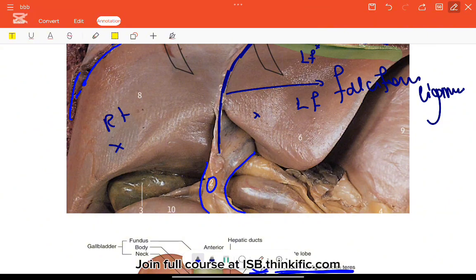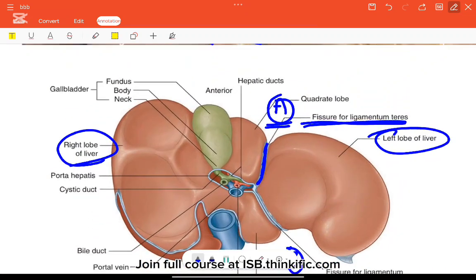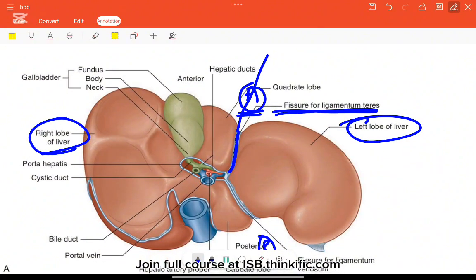It passes superior and to the right from the umbilicus and attaches to the liver at this point, at the base of the falciform ligament, right? That's the falciform ligament. At the base, there's the ligamentum teres, or simply called the round ligament of the liver. It continues in this fissure. So it's called a fissure, so it's like this. That's the ligament. It continues into this fissure. So we call this the fissure for ligamentum teres.